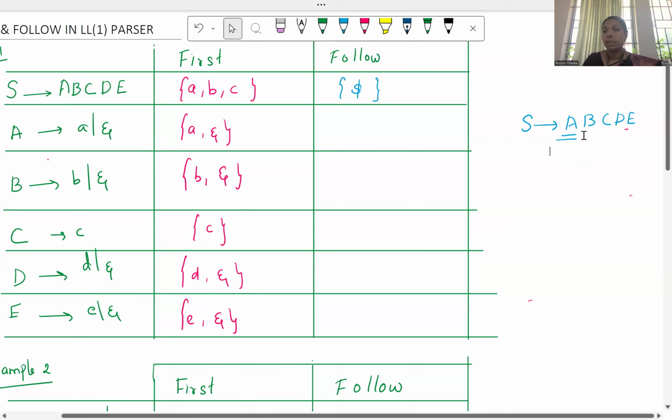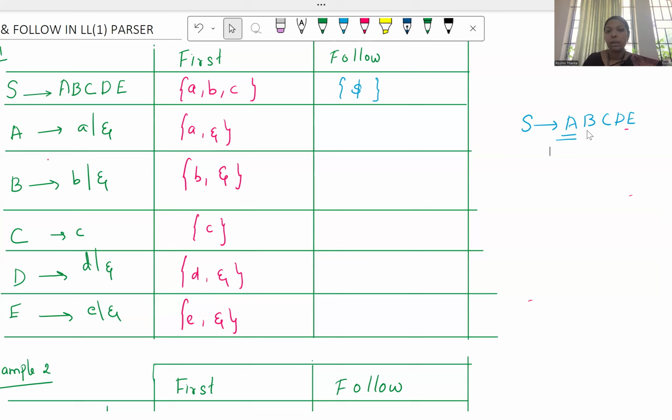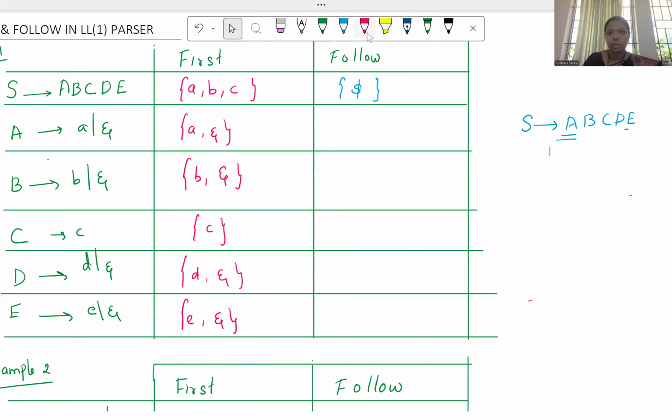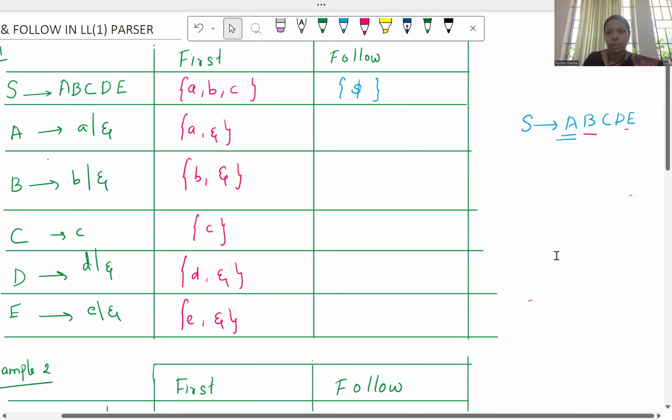B. So if it is a capital B, or a non-terminal, we have to find the first of B, which means we have to write only the terminals in the follow. And one more thing you have to remember: in follow, epsilon will not come. For first, you can include epsilon, but in the follow, epsilon will never come. So let us discuss. Who will be following A? Following A is B. So what are the derivations for B? You can easily see the first of B. What is first of B? First of B is b or epsilon.